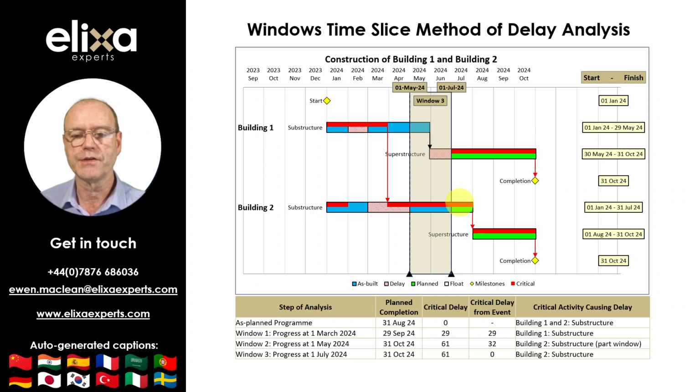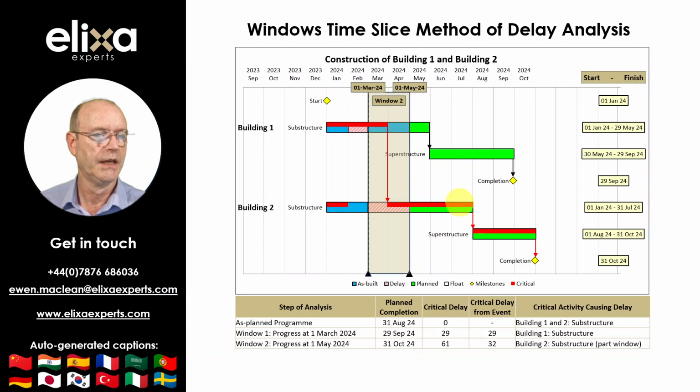So let's return to Window 2 to examine the sensitivity of logic changes. It may be noted that there is a finish to start relationship or link between the substructure and the superstructure of Building 2, i.e. the substructure is required to finish before the superstructure can begin.